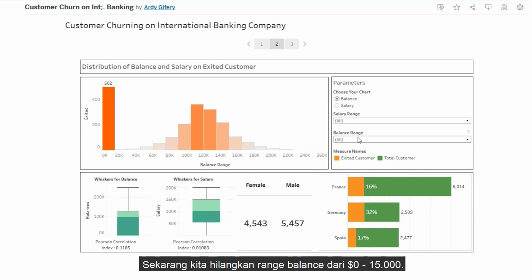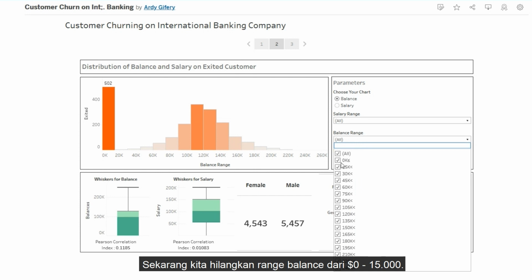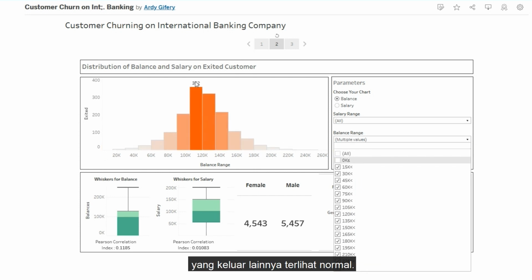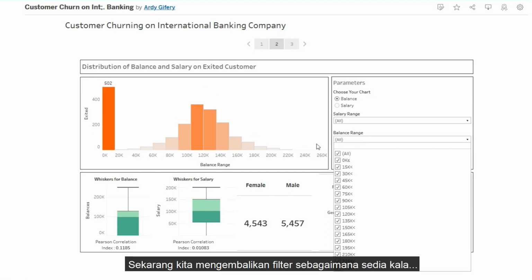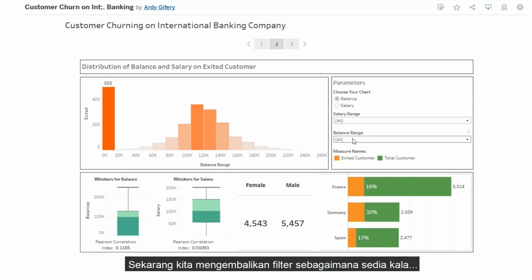Now, let's try to remove the balance range between $0 and $15,000. As you can see, the distribution of other exited customers appears to be normal. This may suggest a lower level of attachment among the customers with the lower balance toward our banking product. Now, we revert the filter back to the original state so we can proceed with exploring the unique insight I found within the country filters.